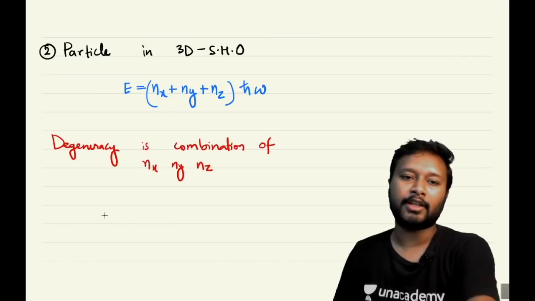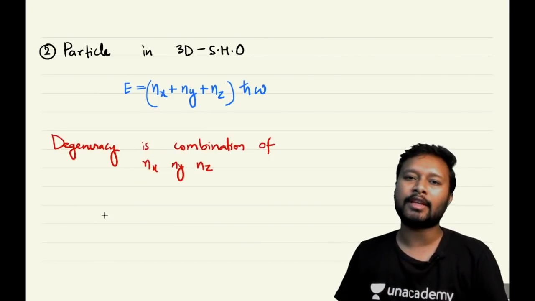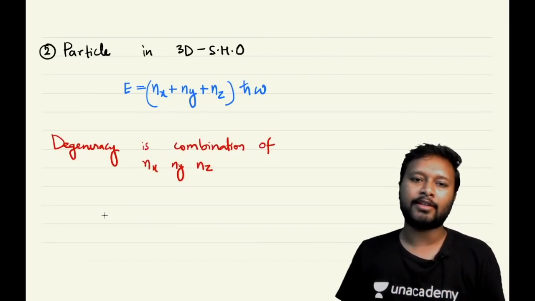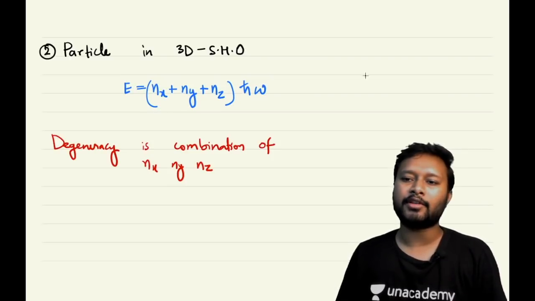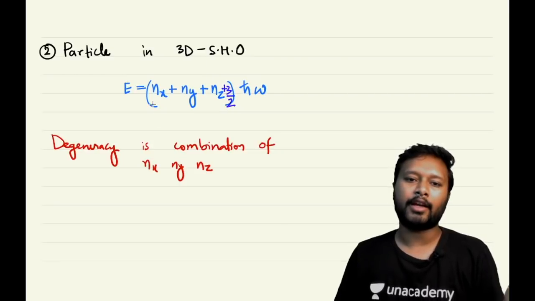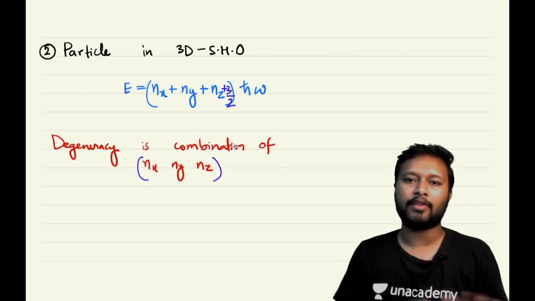Alright, let's talk about the next type of question, which is actually part of degeneracy only, but now the particle will be in a 3-dimensional simple harmonic oscillator. The energy goes like nx plus ny plus nz plus 3 by 2 h cross omega. This is the energy for a particle in a 3-dimensional simple harmonic oscillator, and the degeneracy is again the combination of your nx, ny and nz. So in the same way as we did earlier, you have to do here.